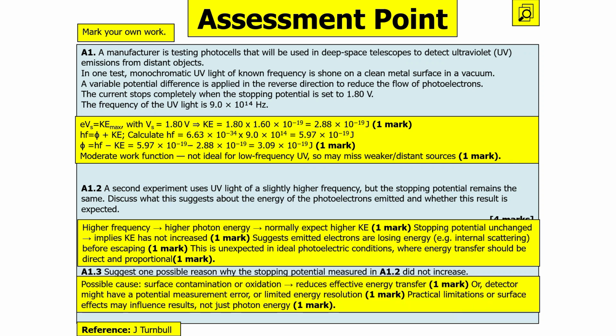Now, one reason why it might not have taken place as well is that there's surface contamination or oxidization, reducing the effective energy transfer. Or the detector might have a potential measurement error. The practical limitations or the surface effects may influence the results, and not actually the photon energy.